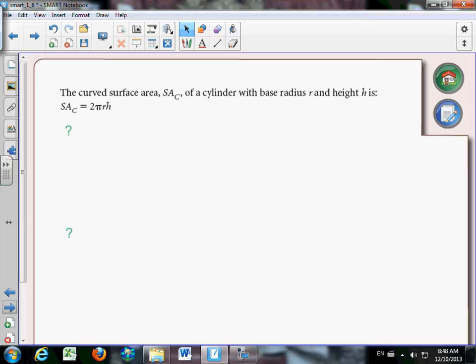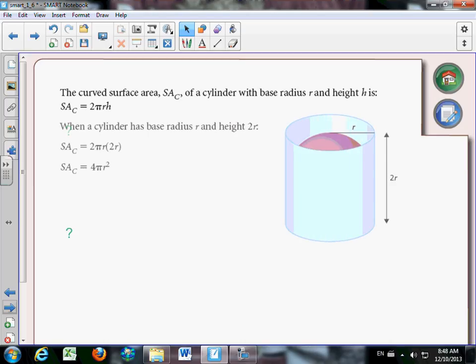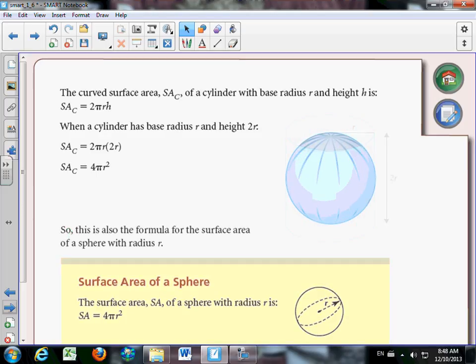Now, the curved surface area of a cylinder with base radius r and height h, the lateral surface area of the cylinder, is 2 pi rh, and we found that from an earlier lesson. When a cylinder has base radius r and height 2r, the surface area of the cylinder is 2 pi r times 2r. The surface area of the cylinder then is 4 pi r squared. So this is also the formula for the surface area of a sphere with a radius r.